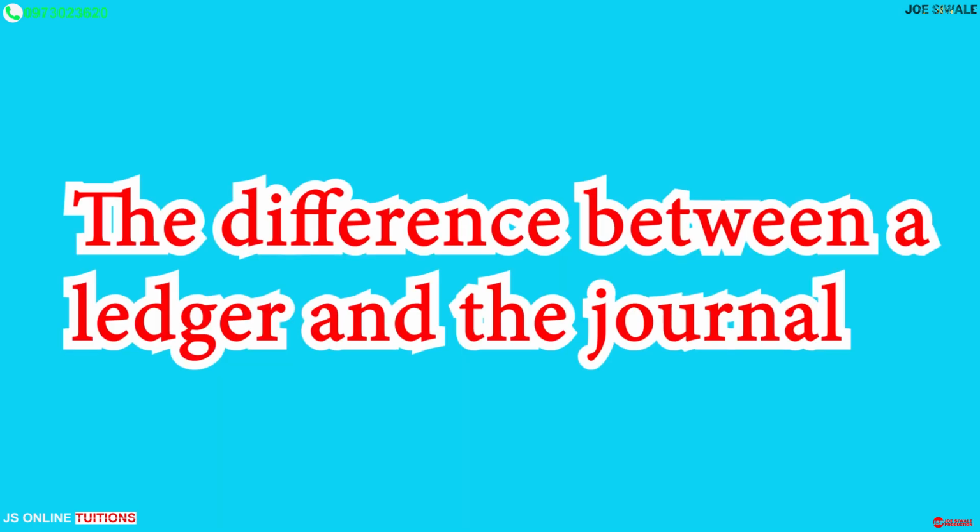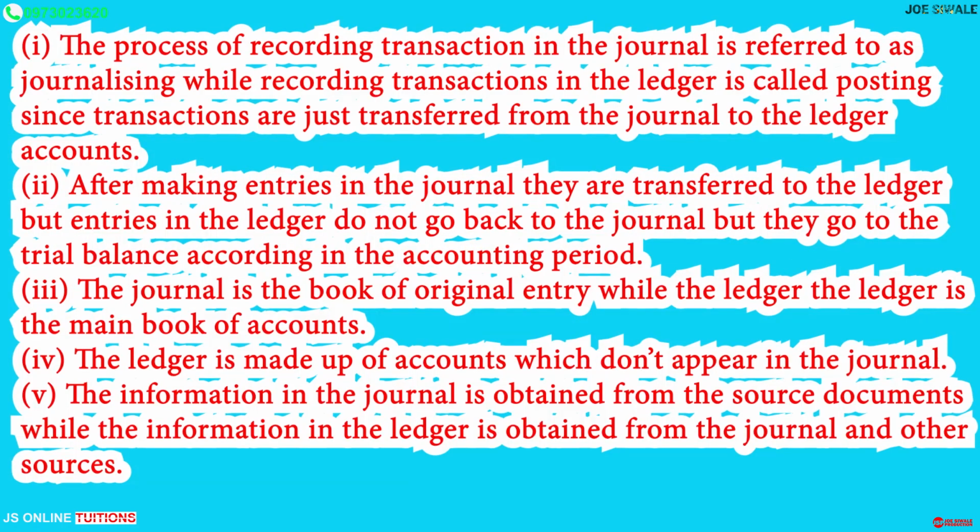Let us now look at the difference between the ledger and the journal. So the first difference: the process of recording a transaction in the journal is referred to as journalizing, while recording a transaction in the ledger is called posting, since transactions are just transferred from the journal to the ledger account.